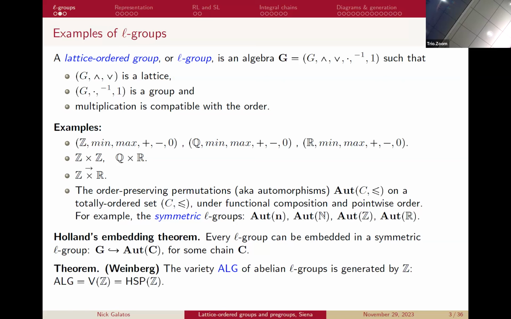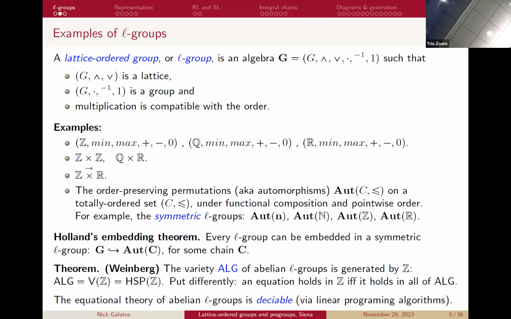The abelian subvariety is interesting, the abelian L groups, because they can be generated by this very simple guy, the simplest non-trivial L group. The variety generated, HSP of that, is exactly the variety of abelian L groups. That's Weinberg's theorem. So this tells us that if you want to check an equation in abelian L groups, it's enough to check it in Z, the generating algebra. And that you can do by some linear programming algorithms, so that gives you the decidability of the equational theory of abelian L groups.